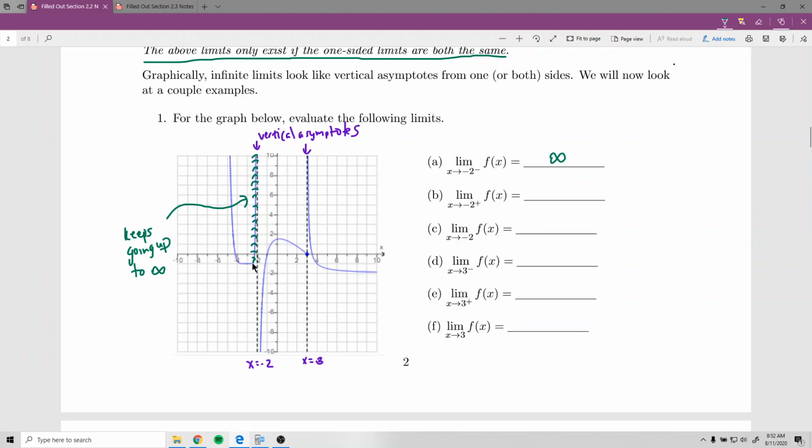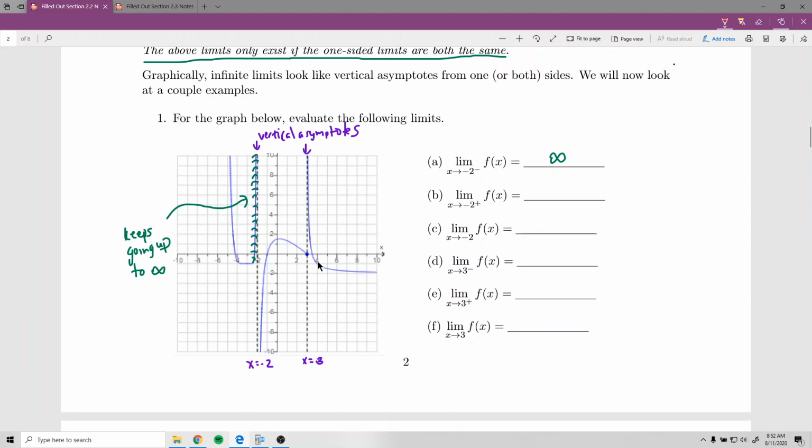And so as we walk towards negative 2 from the left, we're walking on this little section, we're just going up to infinity. Right, and that's what vertical asymptotes do. If your graph is near a vertical asymptote and it is very close to it, riding almost parallel to it, that's how it's going to work.